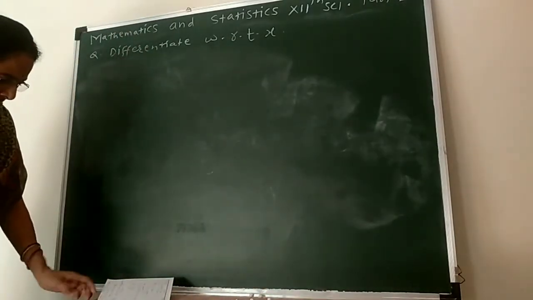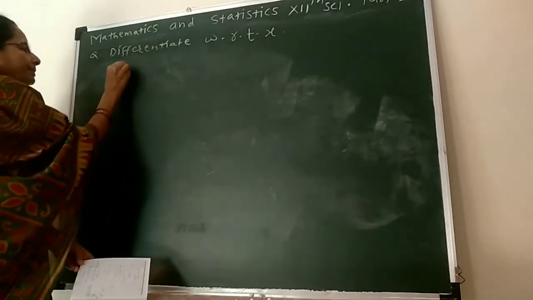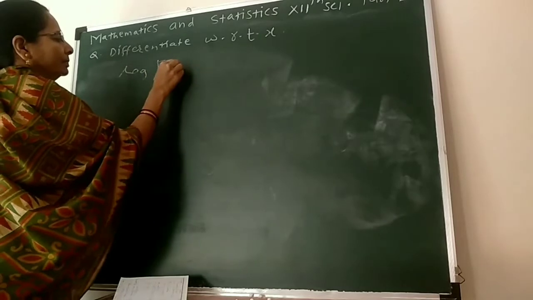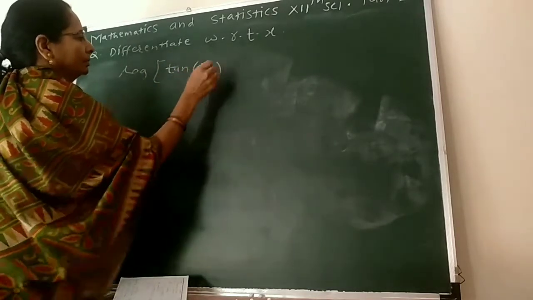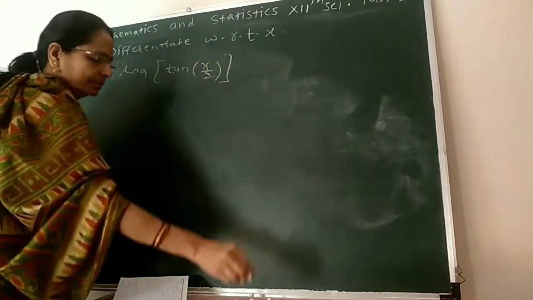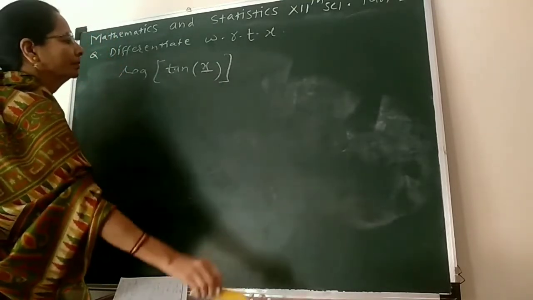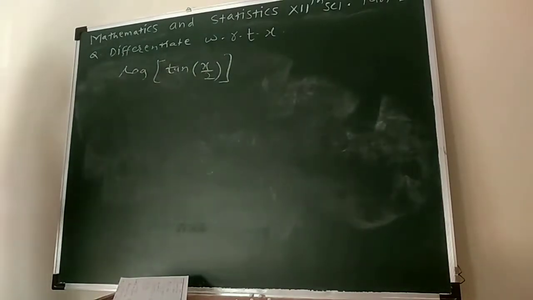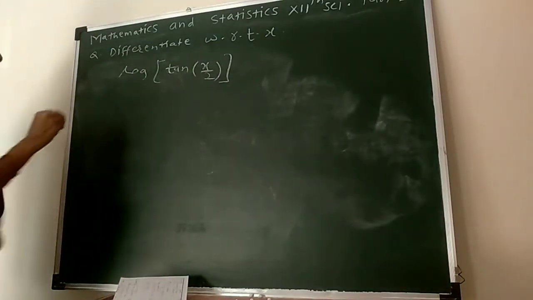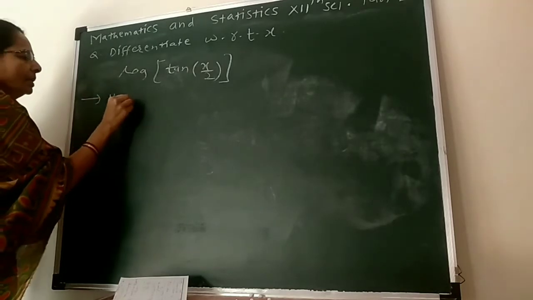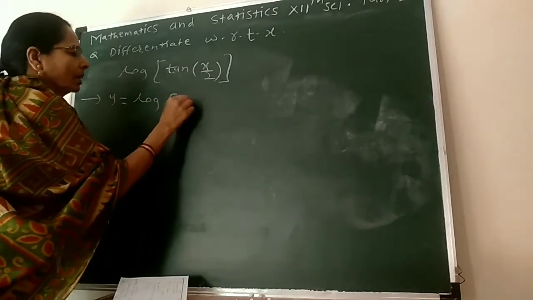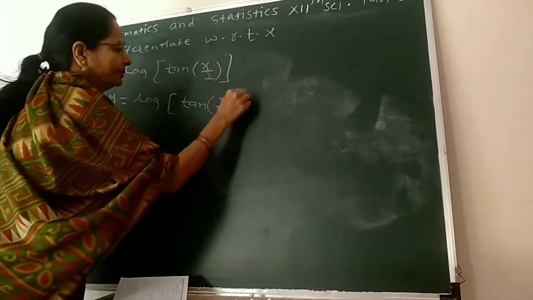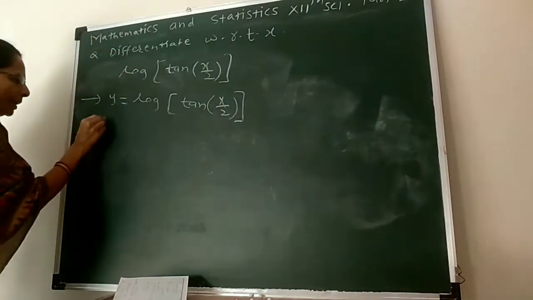Next is log tan x by 2. Differentiate with respect to x, log tan x by 2. Take y is equal to log tan x by 2, dy by dx.